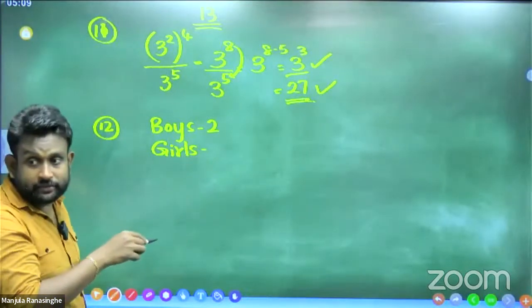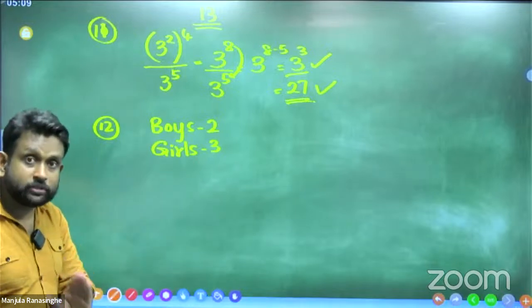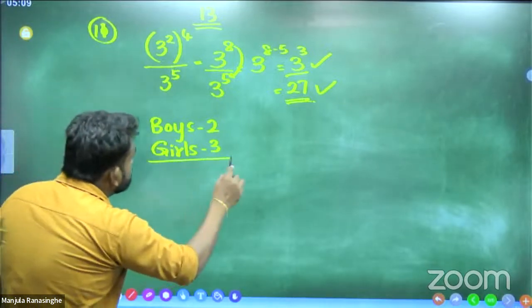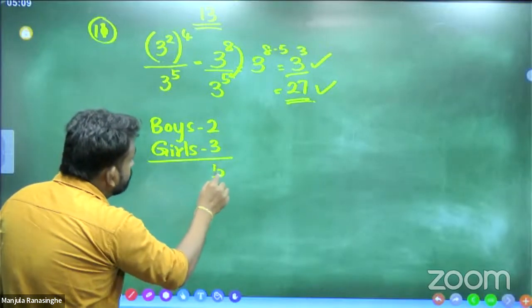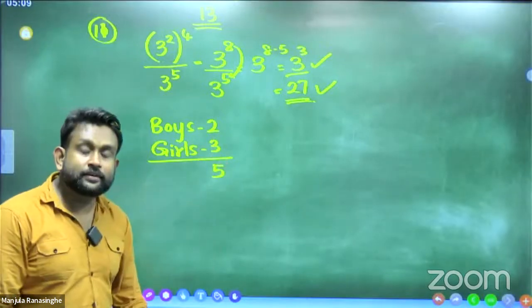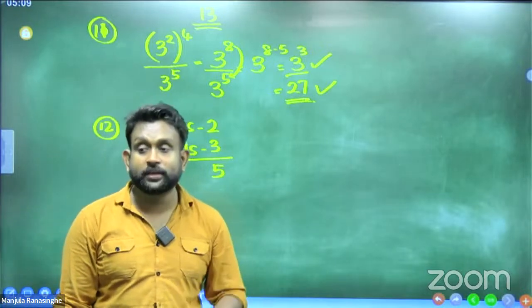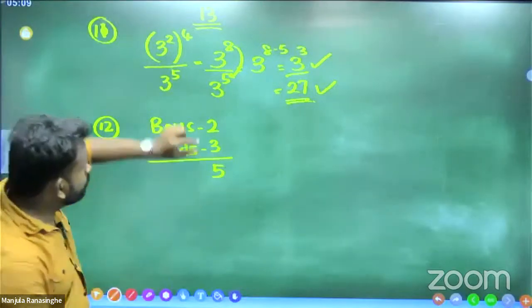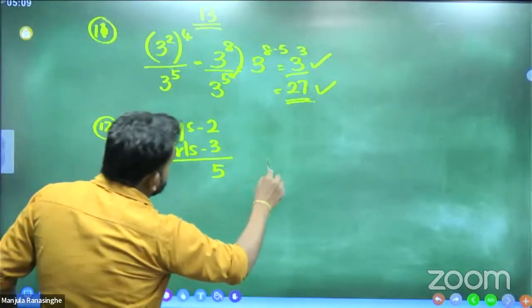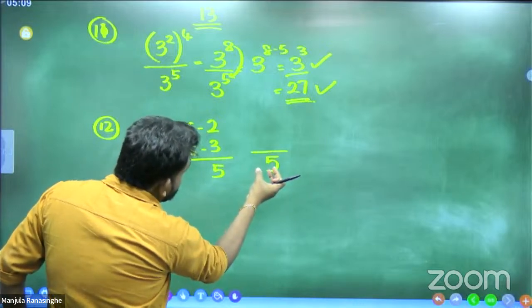How many girls are there? 3 girls. So for finding probability, all the time you take the total results. How many? 5, total 5 members. Then the student selected being a boy for the leader of the team. So out of total 5 students, take below the total results.